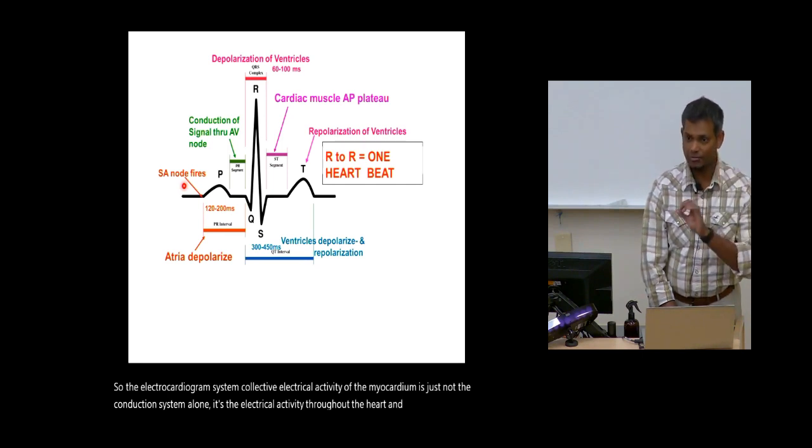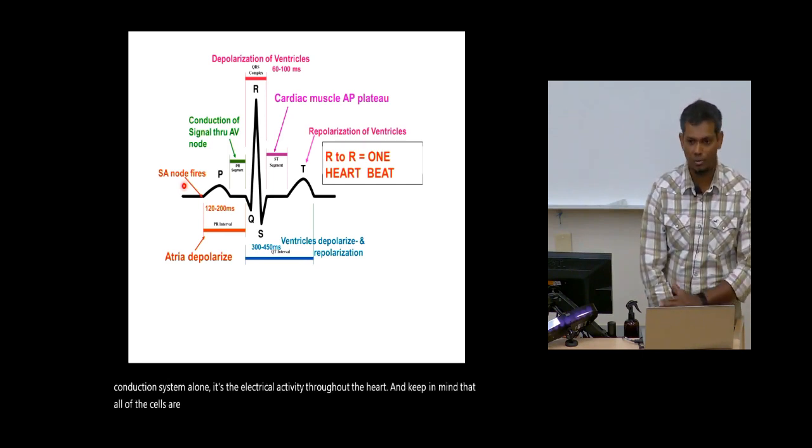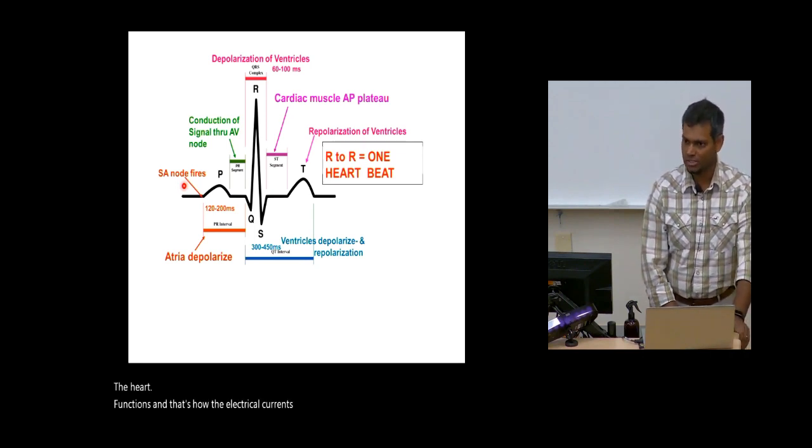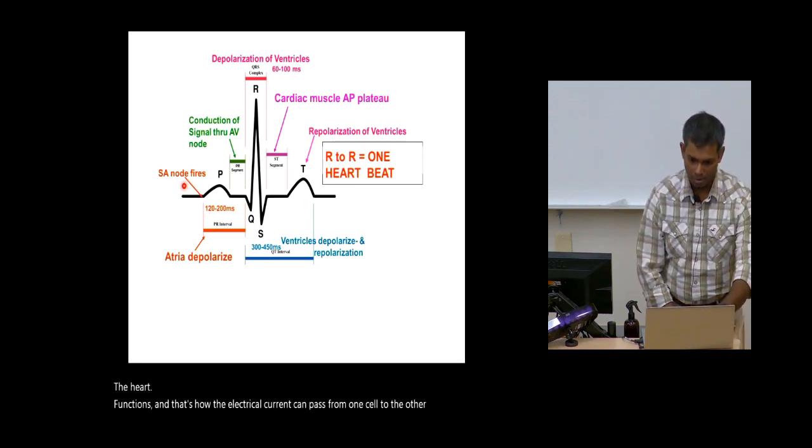And keep in mind that all of the cells are connected by what junctions in the heart? Gap junctions, right? That's how the electrical currents can pass from one cell to the other. Okay, good question.